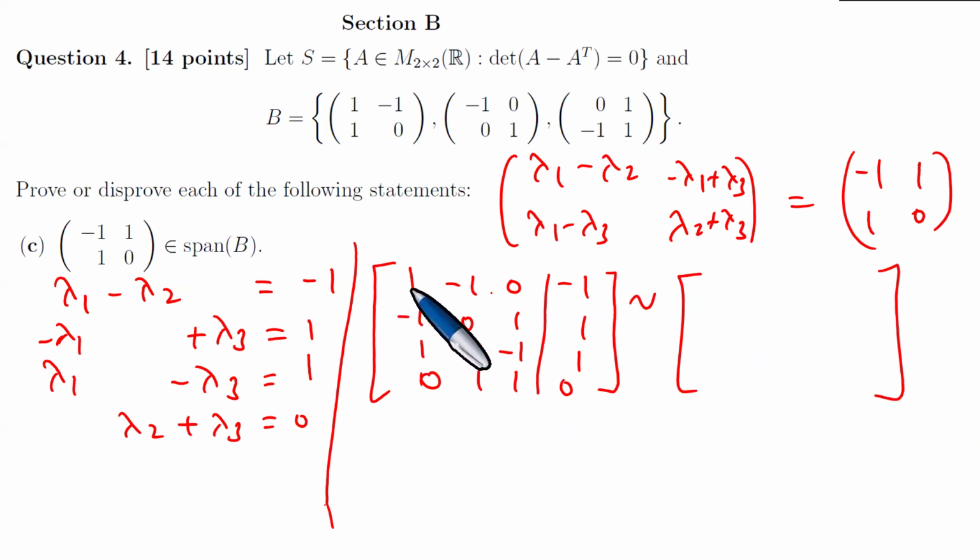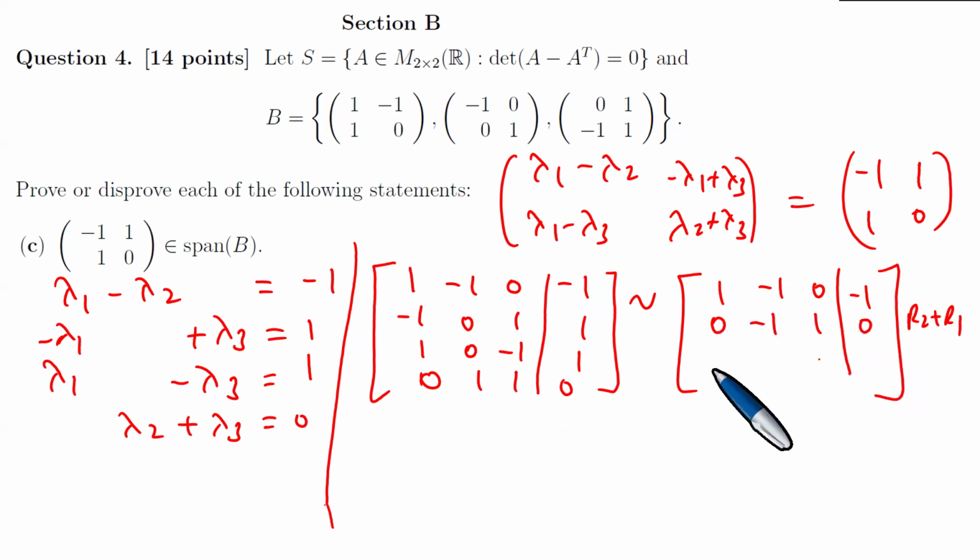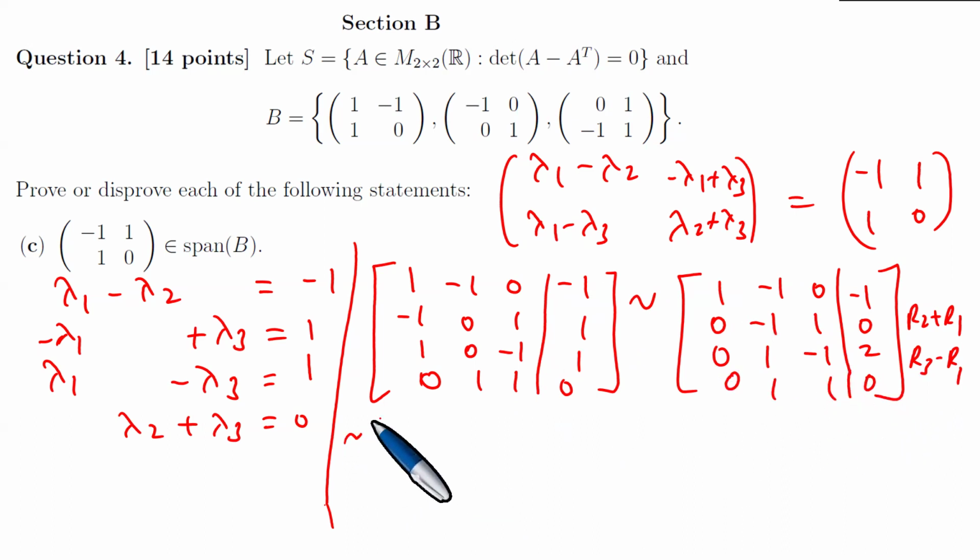So here we already have a 1. 1, minus 1, 0, minus 1. Row 2 plus row 1: 0, minus 1, 1, 0. And then row 3 minus row 1: 0, 1, minus 1, 2. 0, 1, 1, 0. Like so. Okay, you're getting to this point.